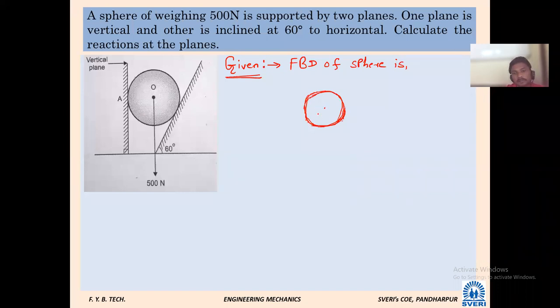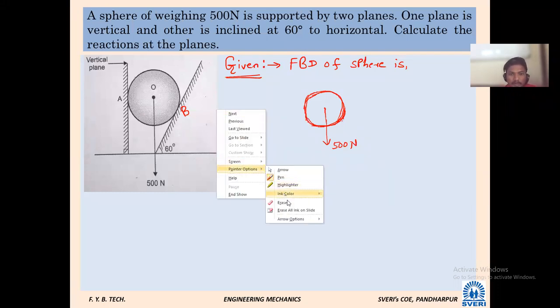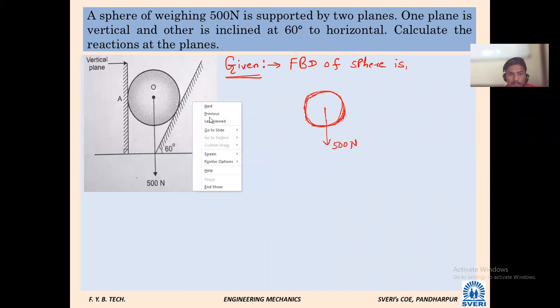Let us see. How much weight is given for the body? Are you with me? Yes, sir. So how much weight is given? 500 Newton. Okay. So points are not given here, so let us say I will take point B here. Here I will take point B.